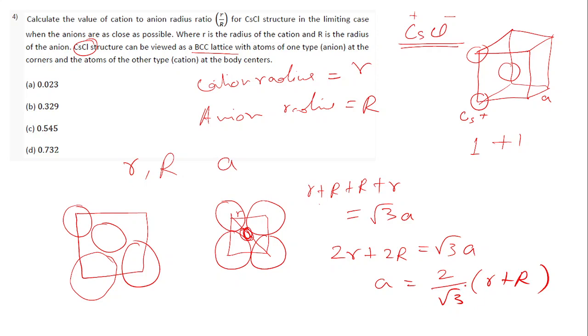This we found out. Now the next step is, since we were asked to take the limiting case when these ions are as close as possible, meaning even here they are touching almost each other, that means I can take, this is a, of course the lattice constant. In this I can take R plus R is equal to a. So 2R is equal to a.